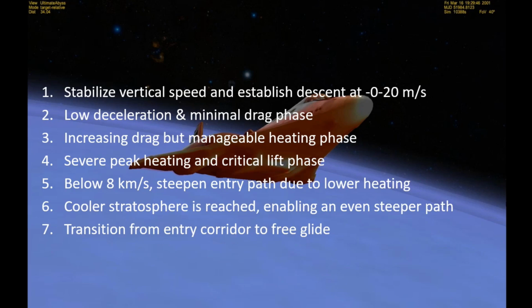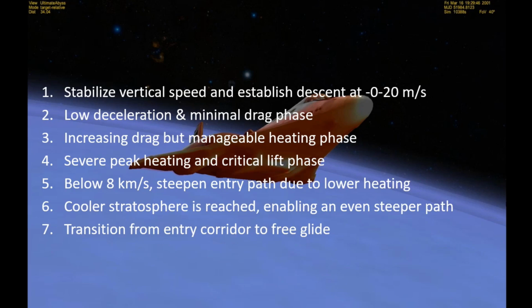Finally, in phase 5, the speed, which will be about half orbital speed, will have decayed to the point where higher dynamic pressures may be accessed, and the craft will begin to slow more due to the lower heating rate due to slower speed. And at phase 6, the cooler stratosphere will be reached, which will enable us to choose an even steeper flight path, and this is where our deceleration will finally start to burn off at half a G. In phase 7, we reach the transition point from our entry to free flight.